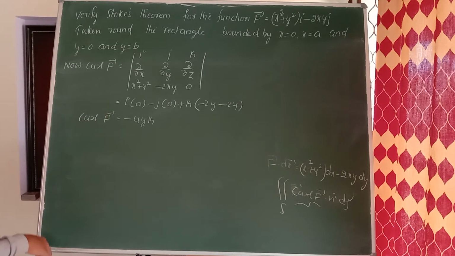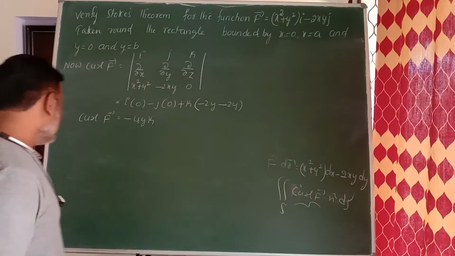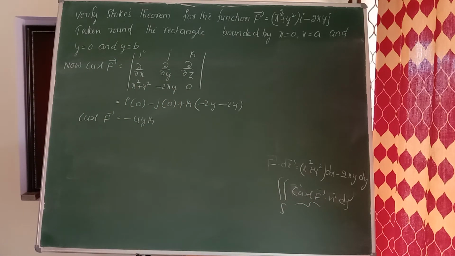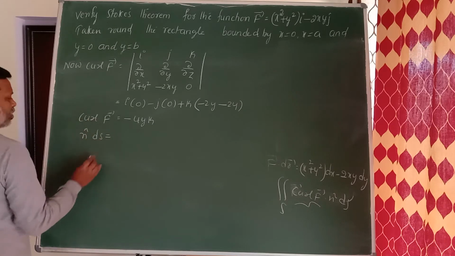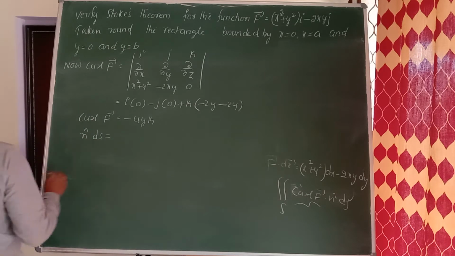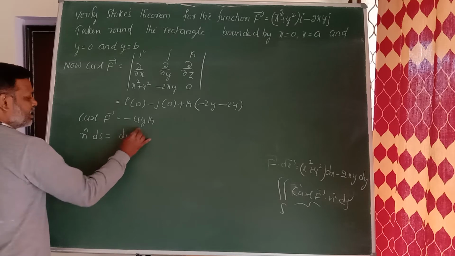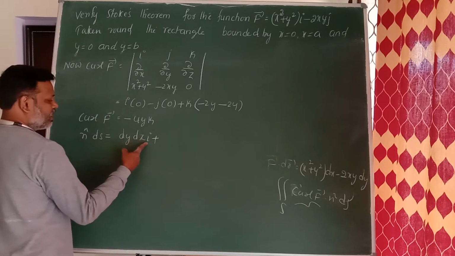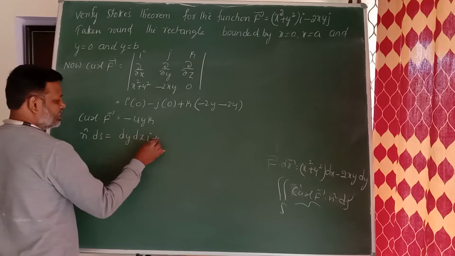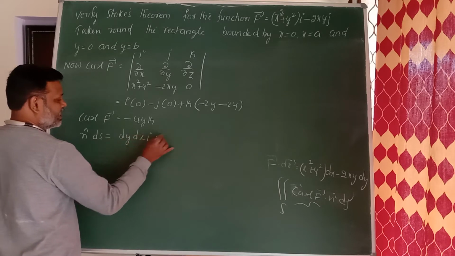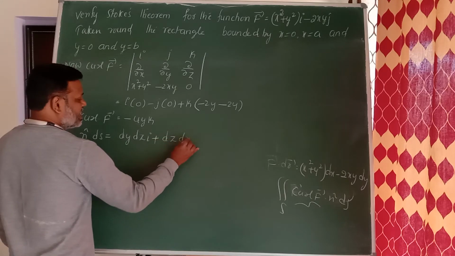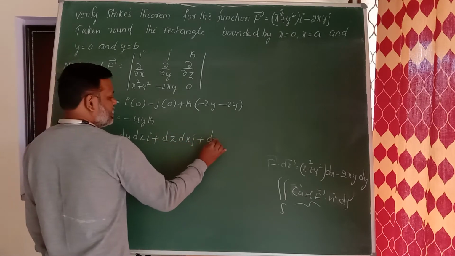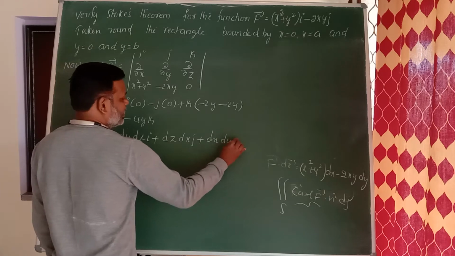Now we have to take that curl dot n cap ds. Let us find out n cap ds. What is n cap ds? As you know, n cap ds is always taken like this: dy dz into i, plus dz dx into j, plus dx dy into k.